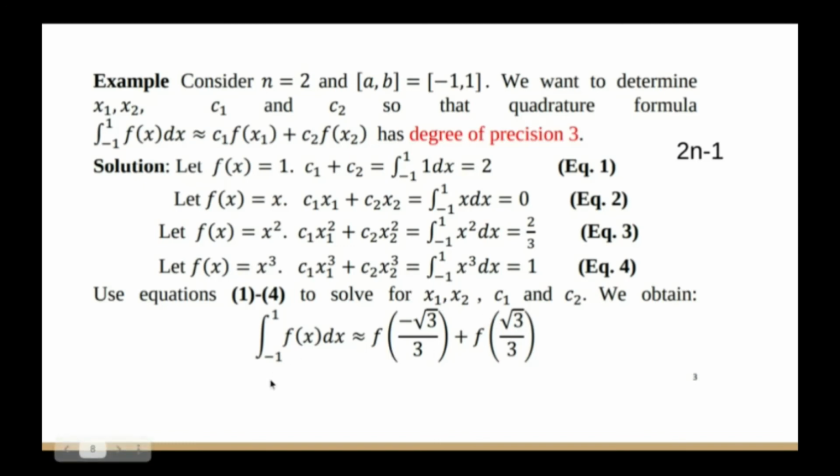We have the integral of negative 1 to 1 f of x dx is approximately equal to f of negative square root of 3 over 3 plus f of square root of 3 over 3. So if you wonder how we got this negative square root of 3 over 3 and square root of 3 over 3, here is how we got it.